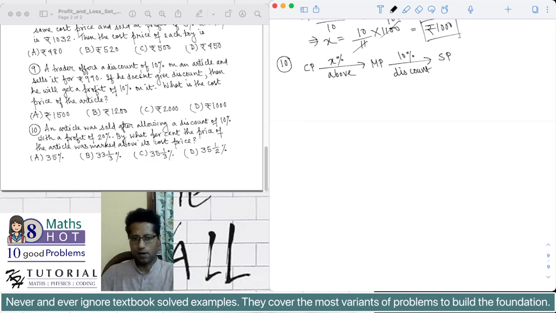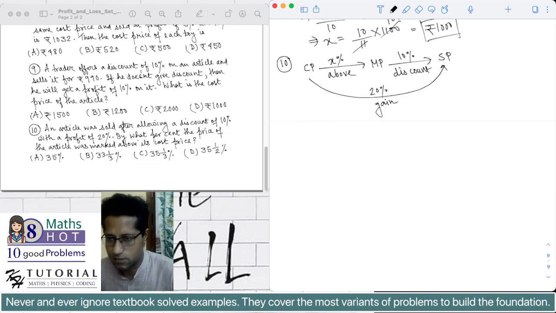So visually I have tried to represent the given problem, and from here you can visually also say that since there is a net profit of 20%, from CP to SP there is a 20% profit or gain. Visually you can try to understand the given problem like this, then it will be easier to solve. Okay, so now we have to find X.